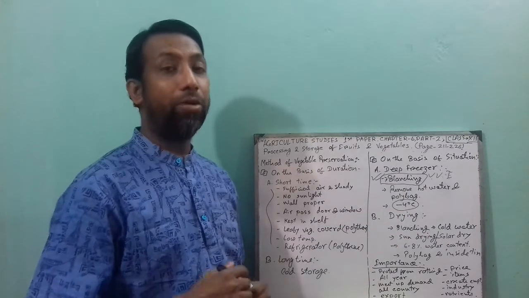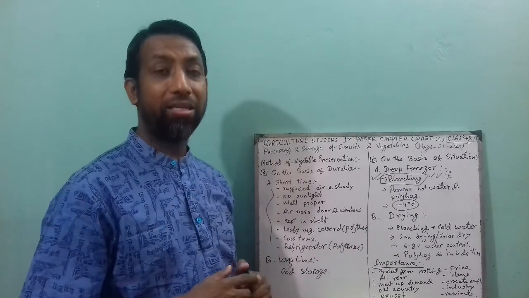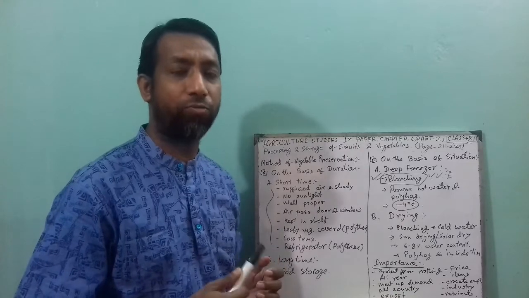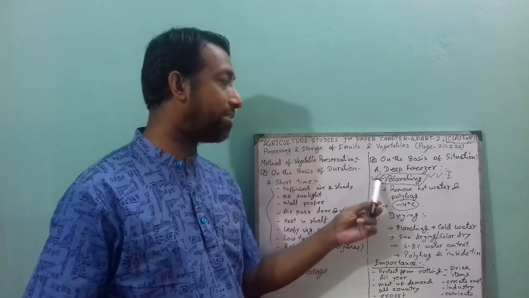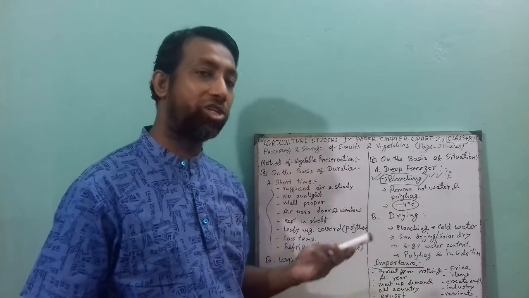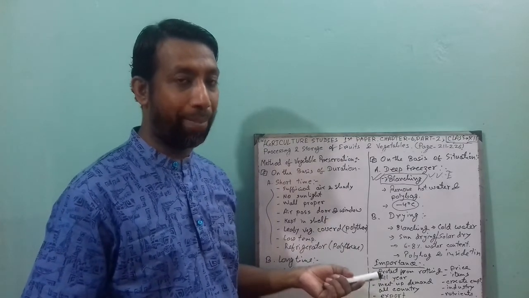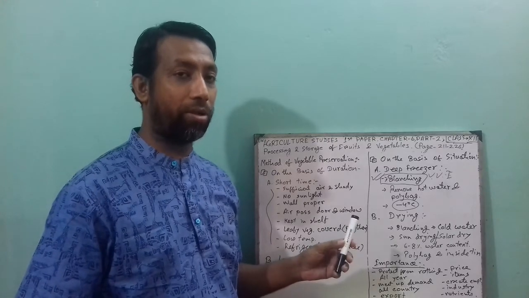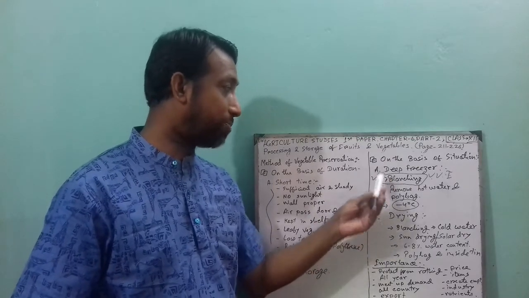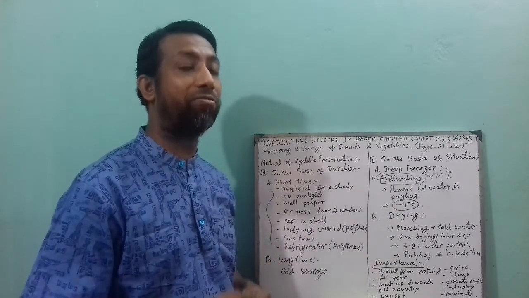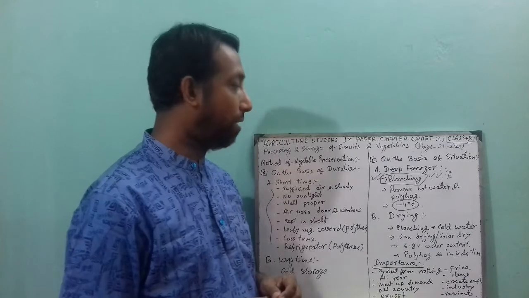In this process, we can preserve vegetables for more than 1 month, 2 months, 3 months, 4 months, or 1 year. And we can use this method commercially as well as in household use. In our country, most housewives and household families use this process, the deep freezer. In this process, we can preserve cabbage, carrot, cauliflower, this type of vegetable.